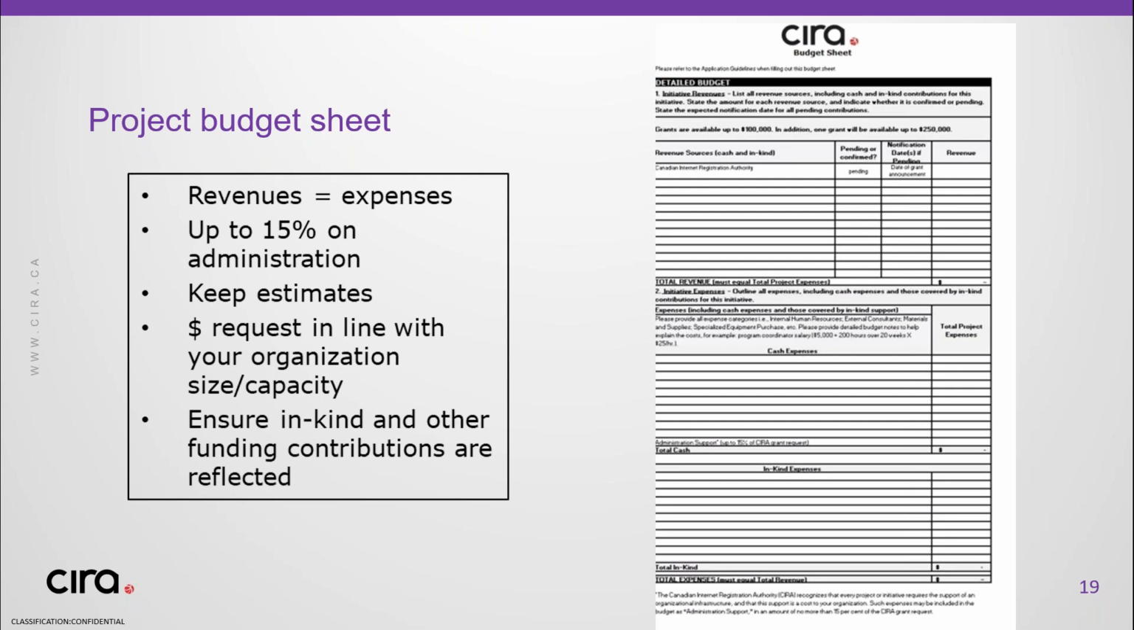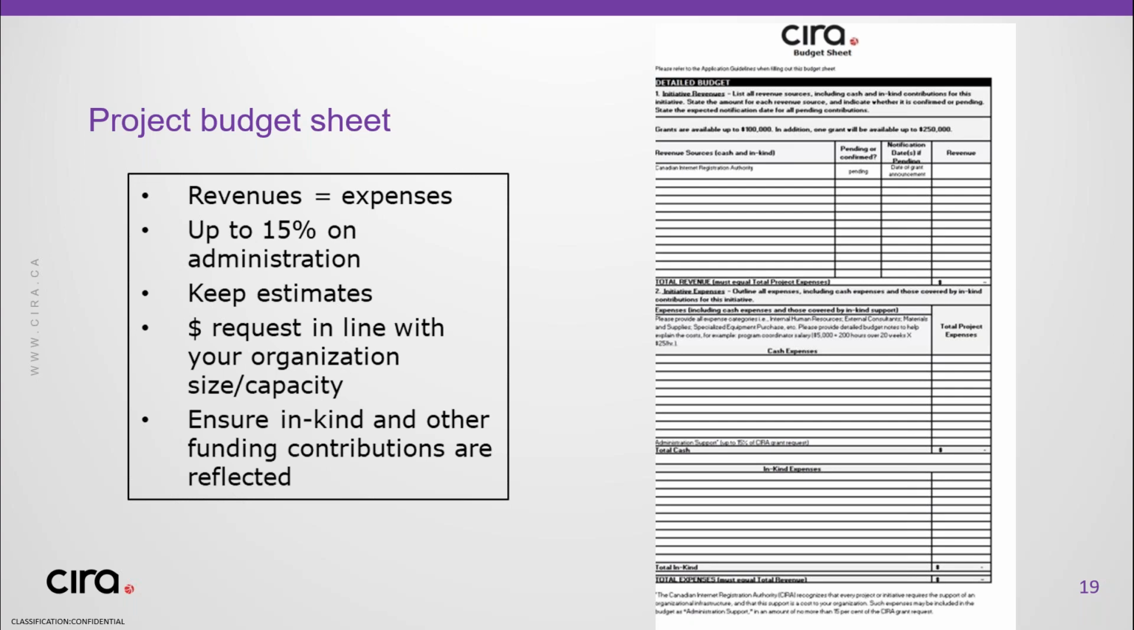You can also allocate up to 15% of your grant request towards project administration. That means the overhead costs of delivering the project: rent, accounting, management, things that make it possible for your project to run at all.